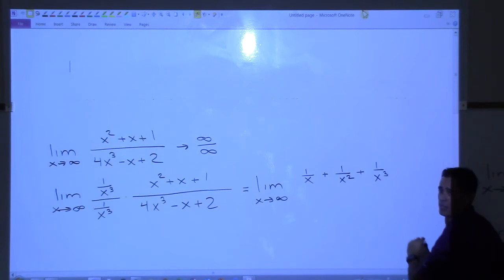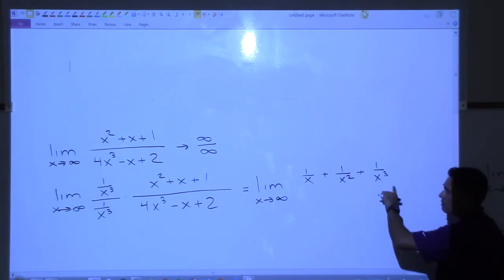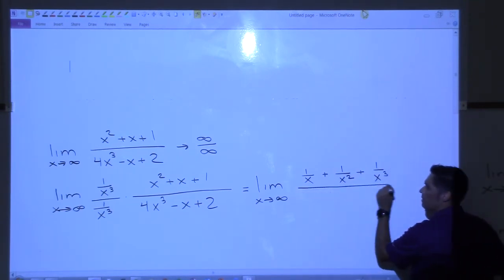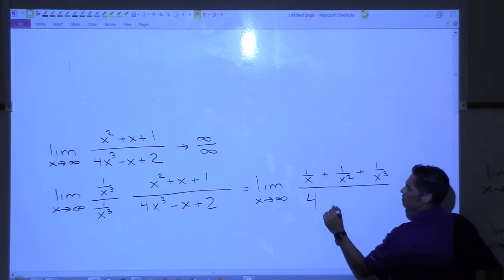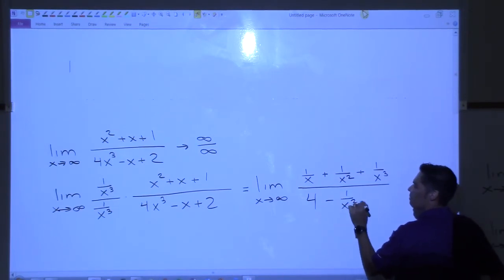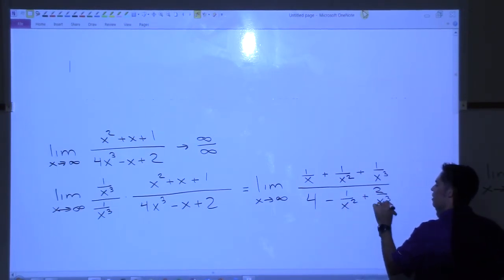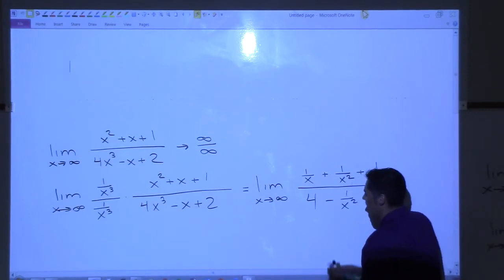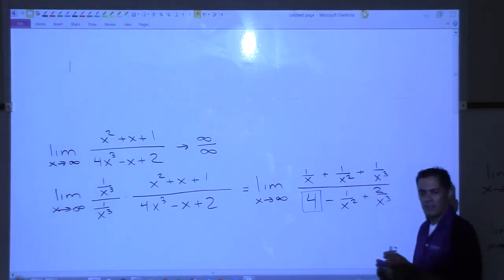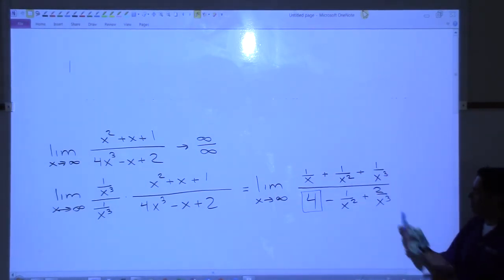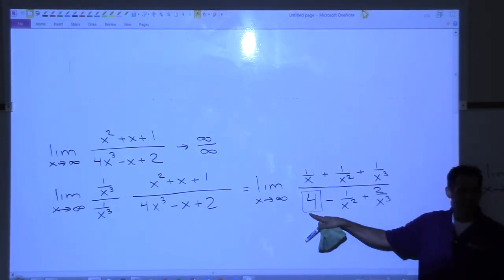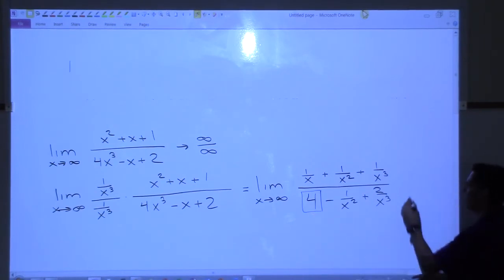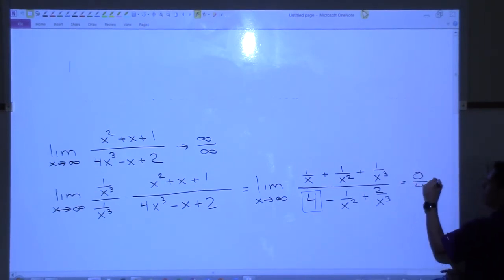And where are all those going to go when you take that limit? They're all going to go to 0, okay? And that is not a problem, okay? Because the bottom is going to be what here? The bottom is going to be 4 minus 1 over x squared plus 2 over x cubed. So do you see how valuable it is now that that thing didn't go to 0? Because the top is going to go to 0 when we take the limit. 0, 0, 0. The bottom is always going to have a number that's not 0. And so our answer is going to be 0 over 4, which is just 0.